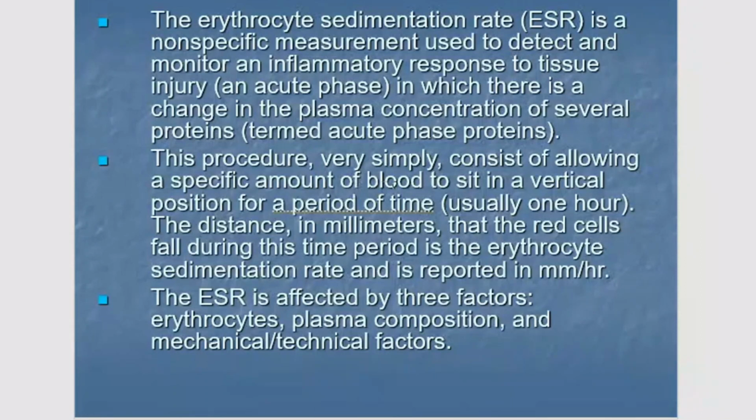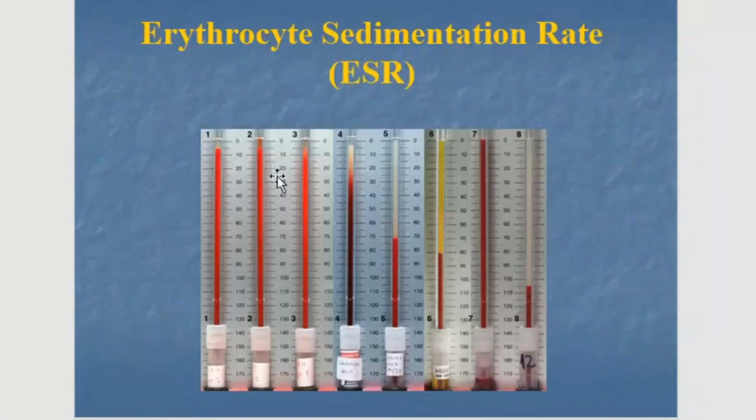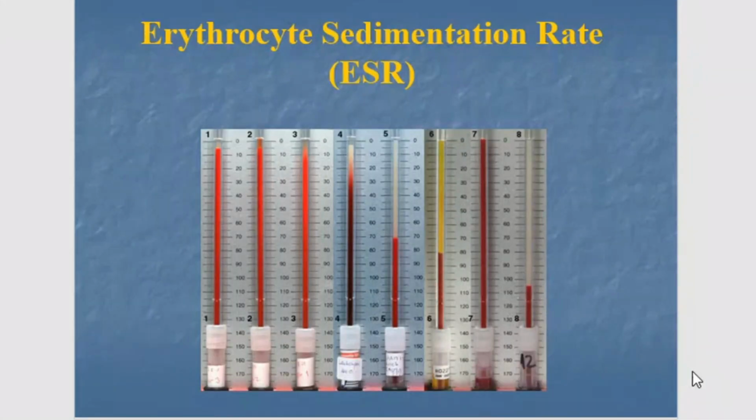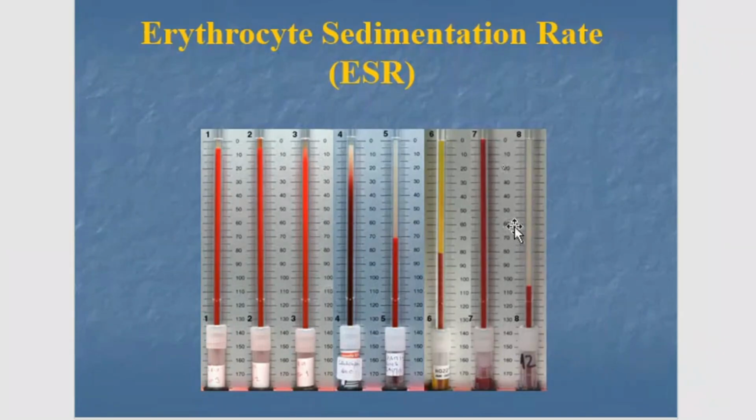Then this procedure very simply consists of allowing a specific amount of blood to sit in a vertical position for a period of time. So we are just allowing, like in the previous slide you will see, the blood to sit in a vertical position. So when it sits here, you see it is getting sedimented. When it gets sedimented, then automatically you can say that is its value, like this one, right? Okay, so this value always helps us to find the erythrocyte sedimentation rate.